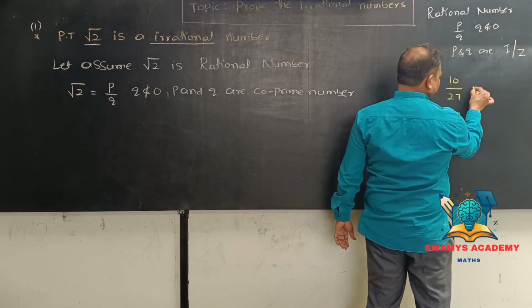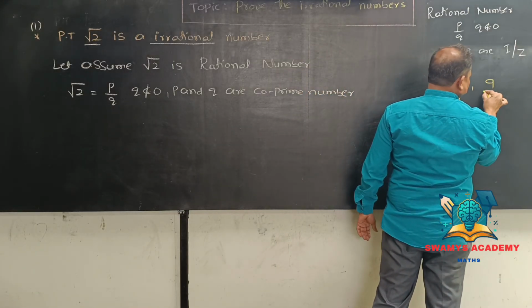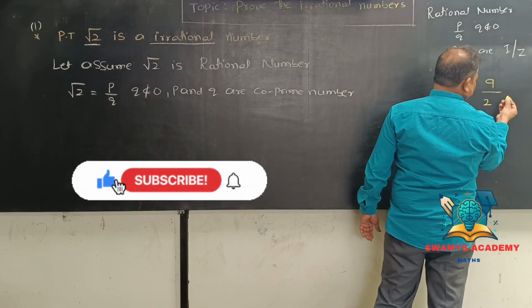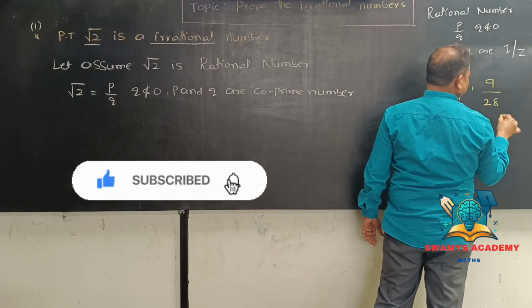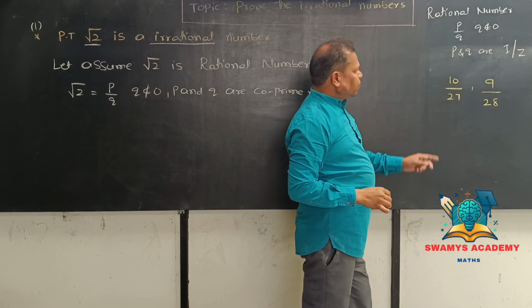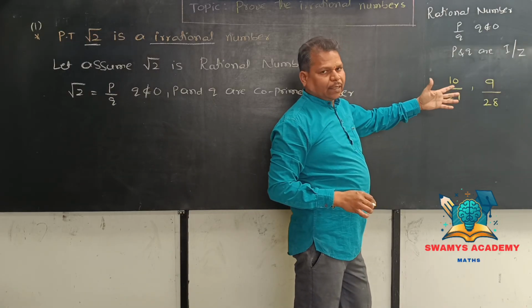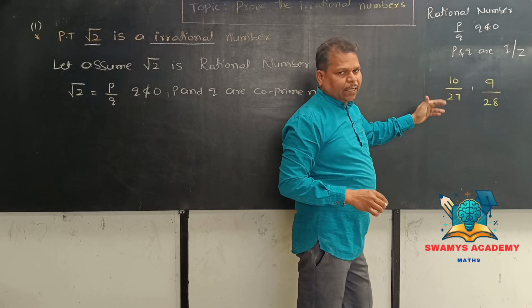One more example, 9 and 28. Here 3 times 3 is 9 and the factors multiply in various ways, but they won't be divided by any other common number. So this is called co-prime numbers.